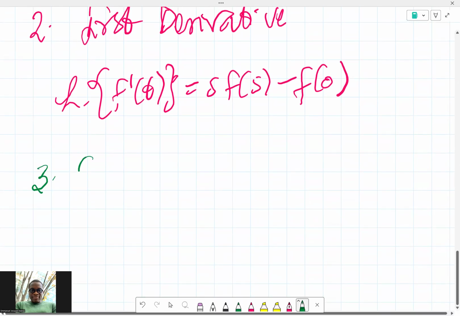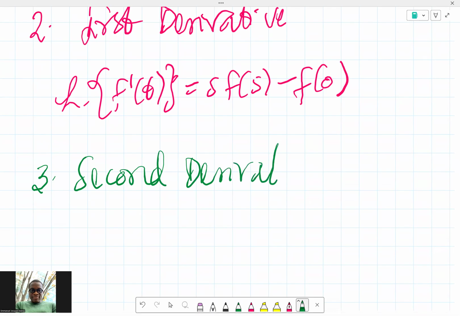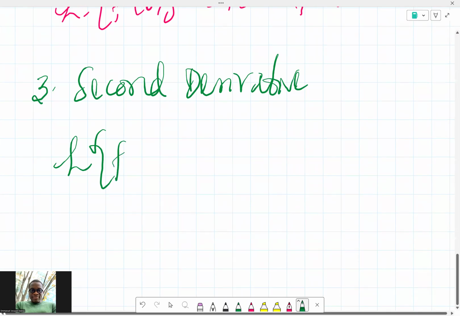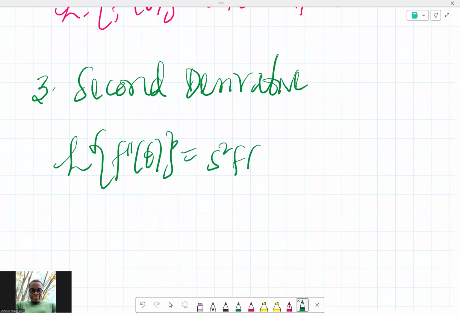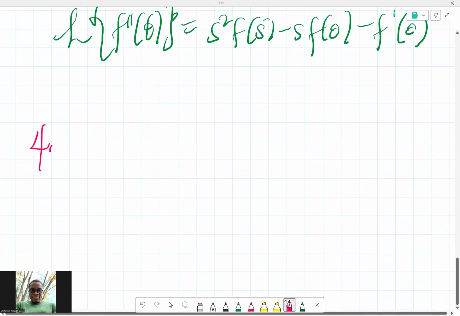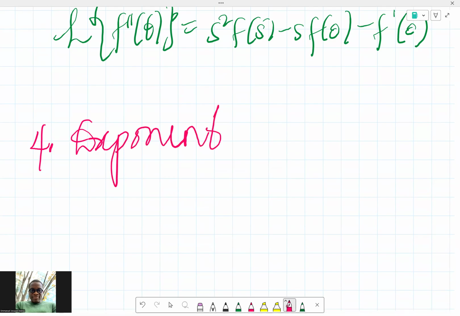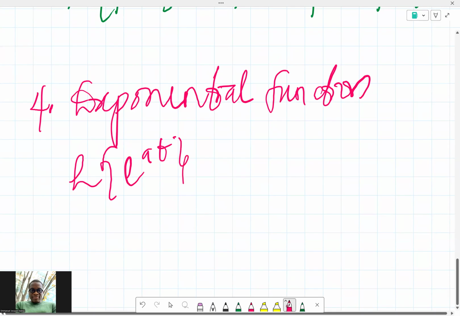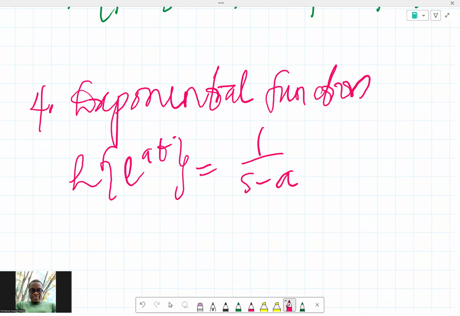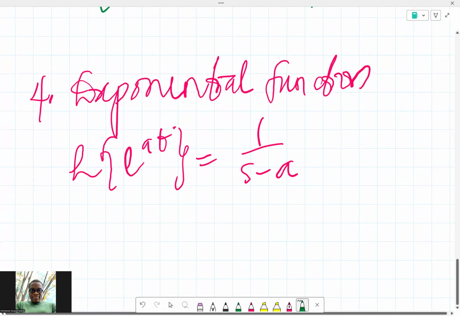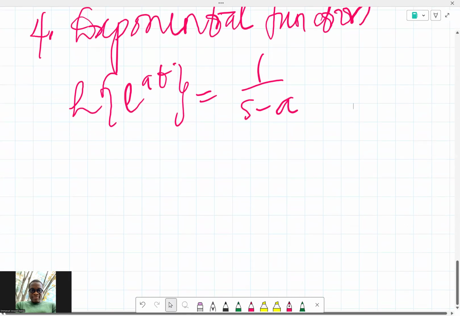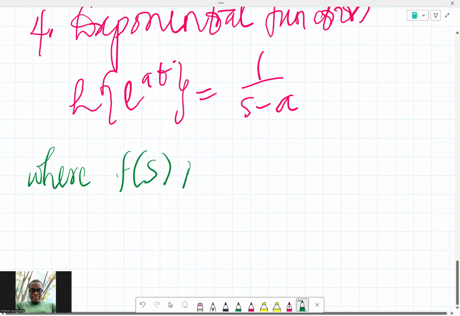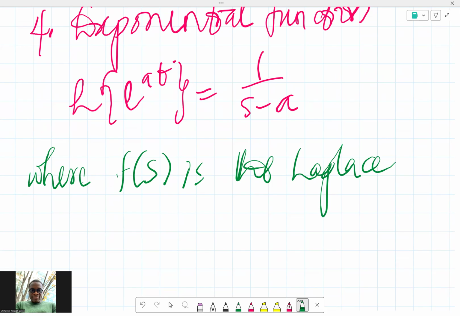Then we have the next one, the second derivative. For the second derivative, we have the Laplace of f double prime of t, and that is equal to s squared F(s) minus s f(0) minus f prime of 0. That is the second derivative. Then number four, we have the exponential function. For the exponential function, we have Laplace of e to the power at, and that will end up being 1 over s minus a. If you have e to the power minus at, that will be 1 over s plus a. In all these other cases, wherever F(s) appears, it is the Laplace transform of f of t.